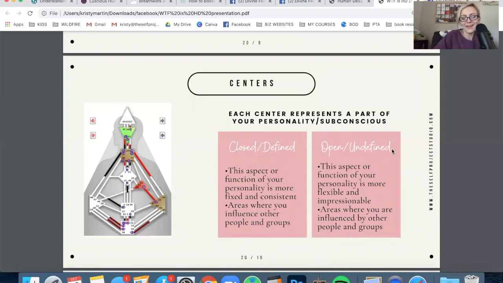As for open and undefined, those are all the centers that are white. That just means that these functions of your personality are more flexible and impressionable. You're going to be more easily influenced in these areas by other people and other groups. So we'll go through each of those very briefly.